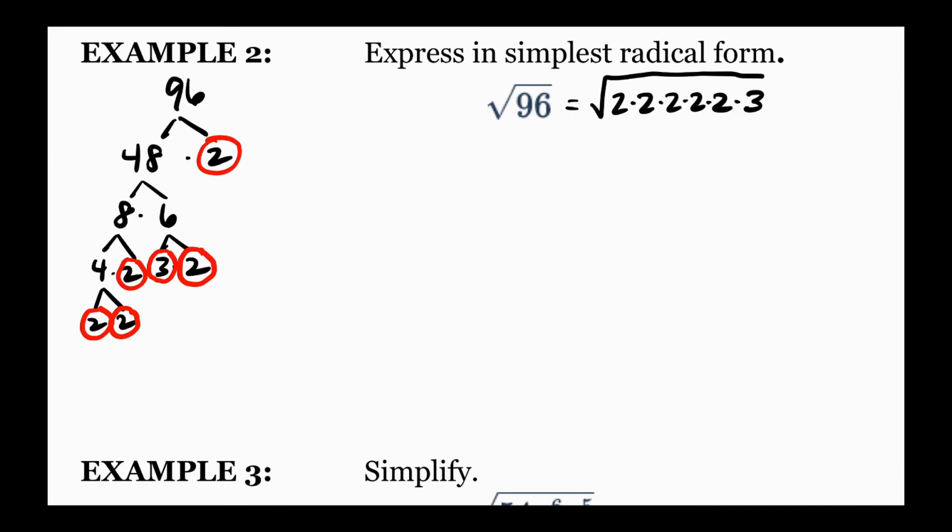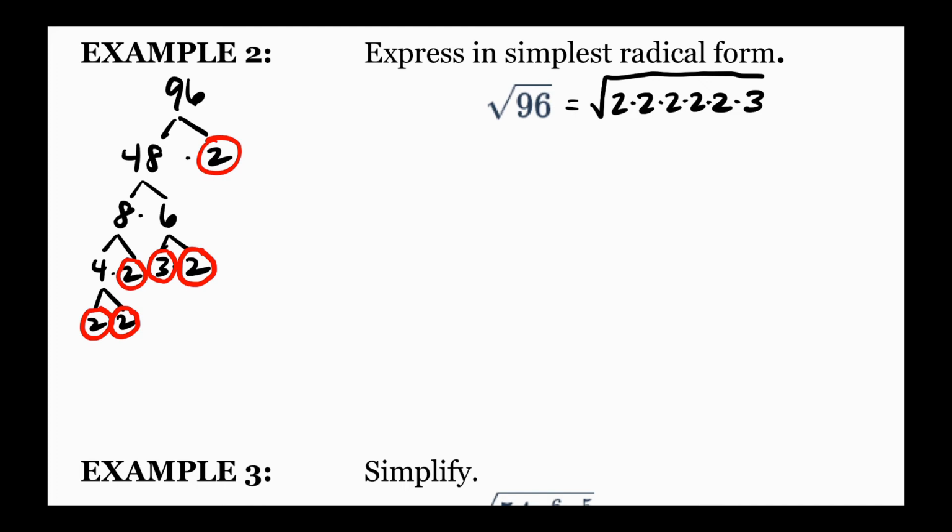Okay, so I broke down 96: 2 times 2 times 2 times 2 times 2 times 3. There's 5 2s and a 3. Doesn't matter how you start. Some of you probably started 12 times 8. Some of you probably started 4 times 24. Doesn't matter how you start. At the end, you will get the same red numbers circled. Okay?